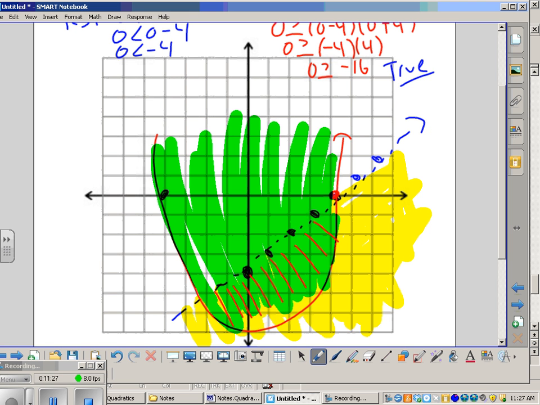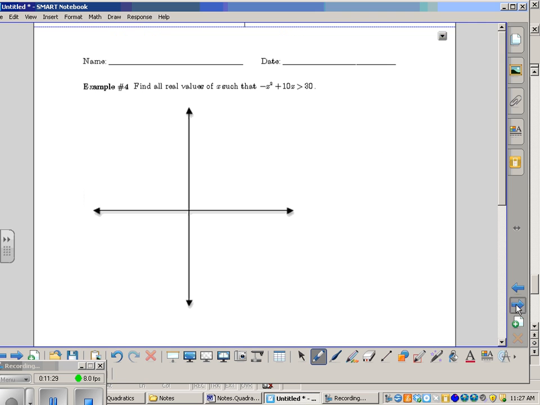All right, we got two more tough problems here. Let's look at this next one. Find all real values of y such that blah, blah, blah. Let's see if we can find the most direct way of doing this problem. So we're trying to figure out -x squared plus 10x minus 30 when it's greater than or equal to 0. I know this is going to be an upside down graph. No matter what, the graph will be upside down because of that coefficient in front of x squared.